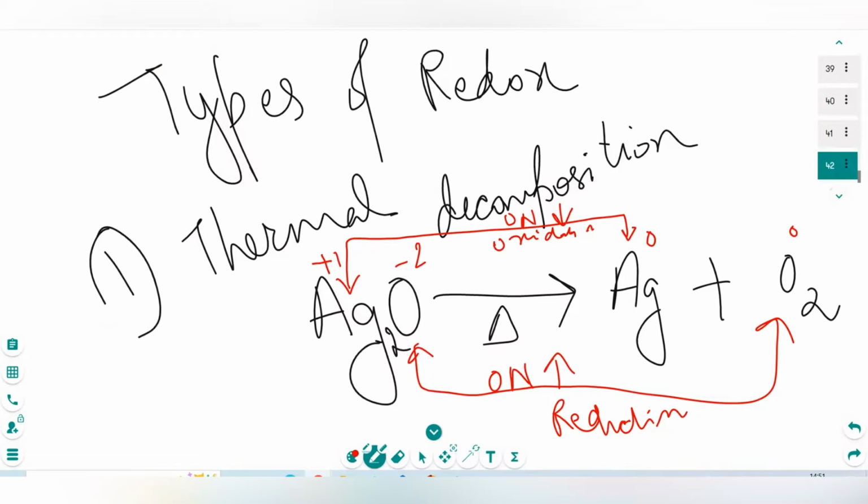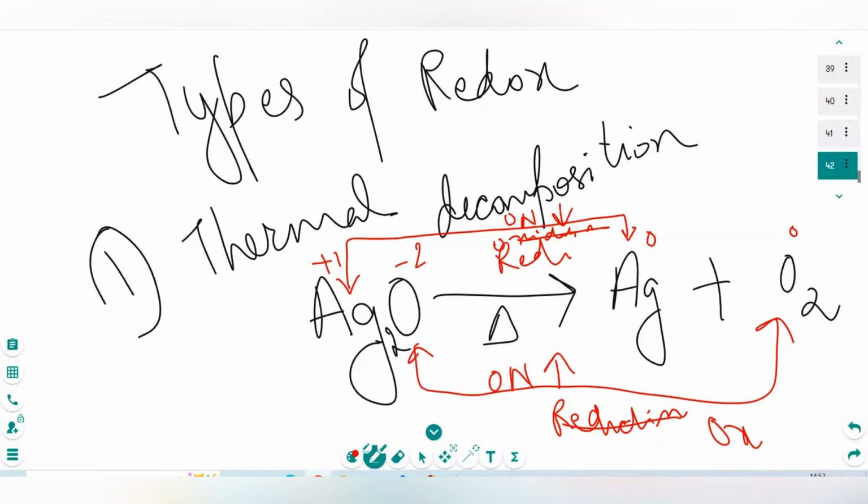I thought, from -2 it is becoming 0, so it's going on the positive side. I might be confused, but I thought when the oxidation number goes up, then it's oxidation. Yes, correct. That's correct. Oxidation and this is reduction. Super. Okay.